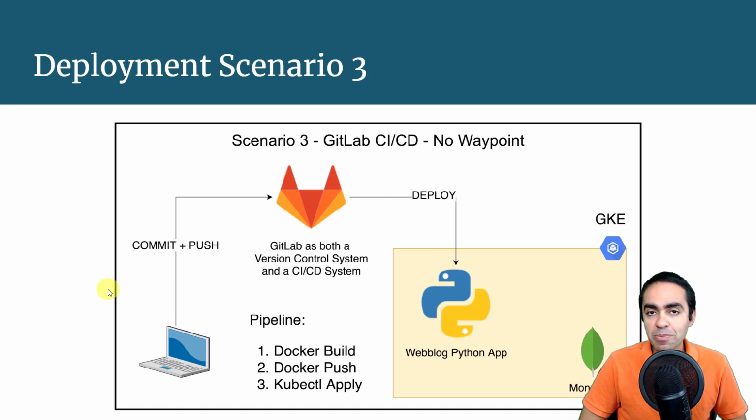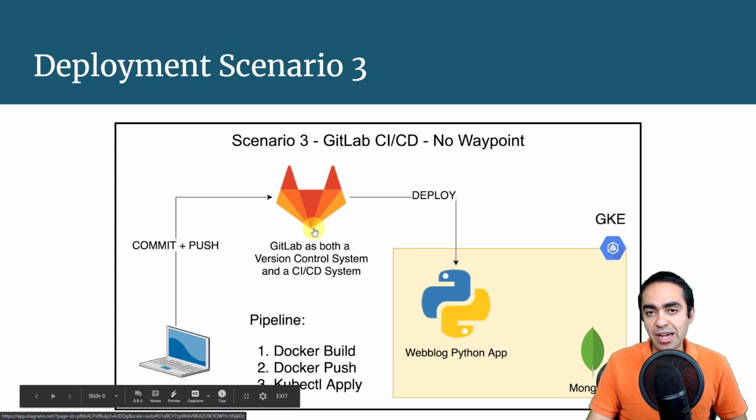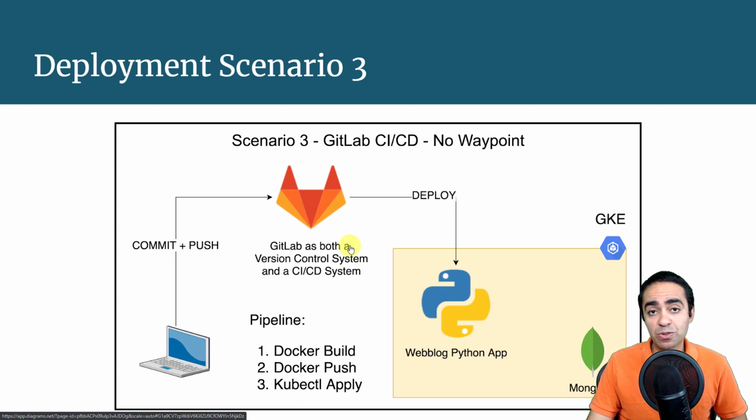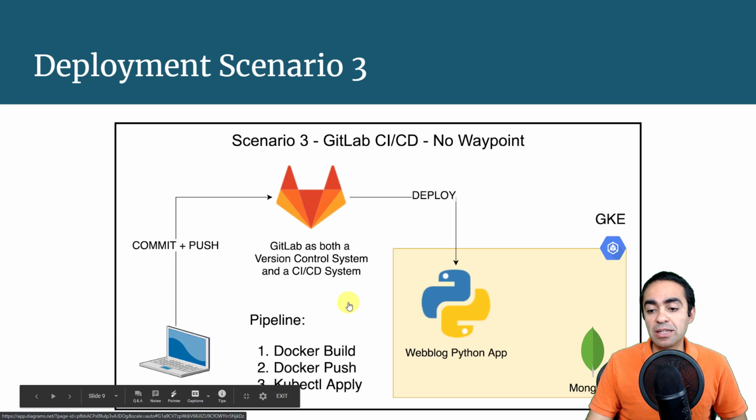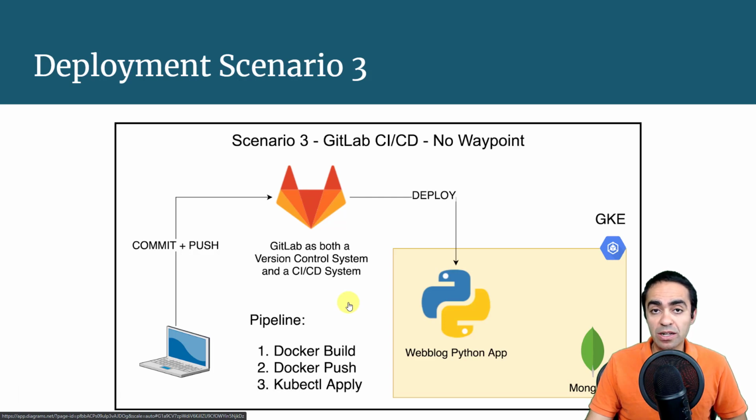But if you want to start automating and you want to have multiple developers working in an organization, you definitely need a CI/CD tool such as GitLab. So how does this work? Well, the dev, again, commits and pushes to GitLab. In this case, I'm using GitLab for both a version control system and a CI/CD system. Here you can see the pipeline is taking care of everything for me. So I define this in the configuration file of GitLab to say I need different stages in this pipeline. I need a Docker build, I need a Docker push, and then I finally need a kubectl apply.